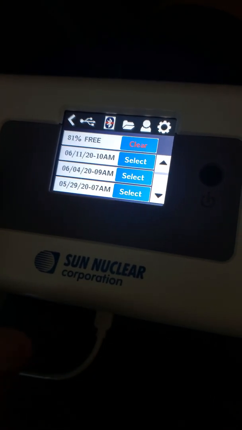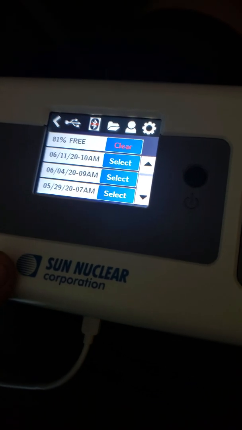Really need to figure this out. I've got three units. All three do this. Very annoying. So let me know what you can figure out, please. Thank you.